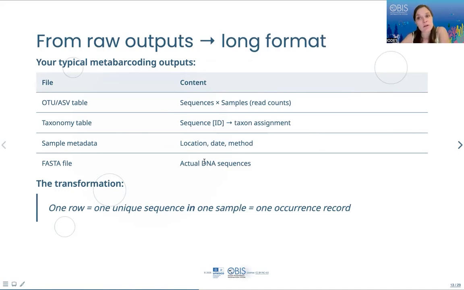However, in Darwin Core, in OBIS and GBIF, what we do is we work with occurrences. So that means one row is one unique sequence in one sample. So that means that you're taking your OTU ASV table and you're putting that into a long format. So every ASV in every sample, that is one occurrence.